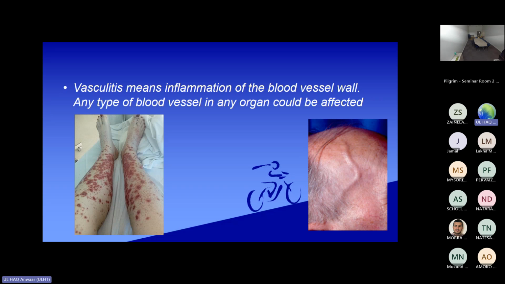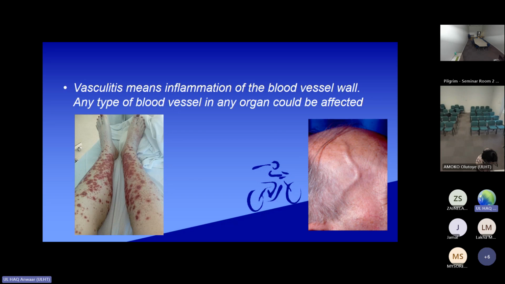Bleeding occurs. You can see the picture on the left hand side, where you can see multiple hemorrhages on both lower legs. They are very typical of vasculitis, and this is caused by bleeding from the inflammation of the blood vessels, and can be very obvious on the skin.